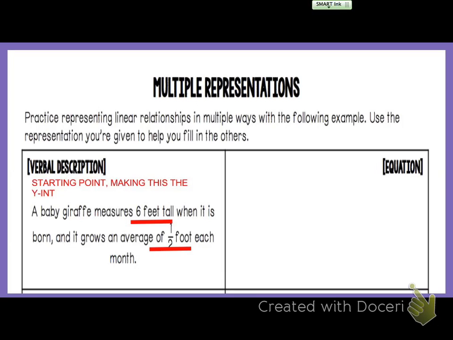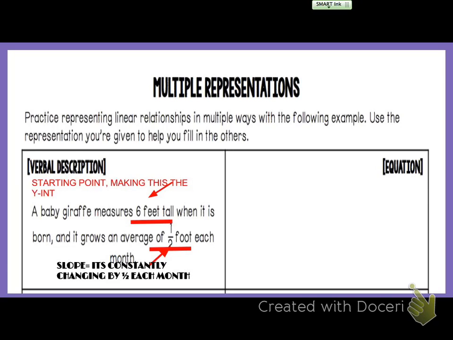Well, when the baby giraffe was born he was automatically 6 feet tall, this is our starting point. So the starting point is making this the y-intercept. So this is where the baby giraffe starts from. And then we have 1/2 foot, and that is going to be our slope because it is constantly changing by 1/2 each month. So the giraffe is going to grow 1/2 foot each month, adding to the 6 feet that he was born with.